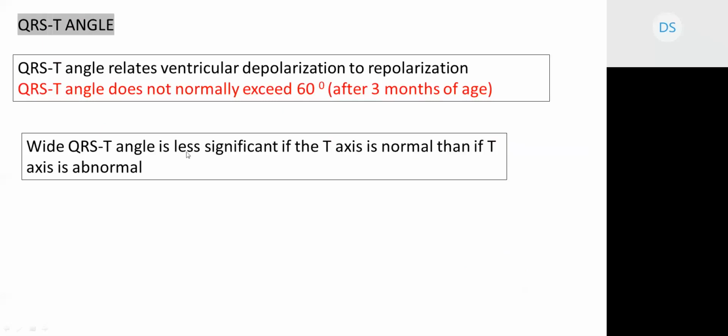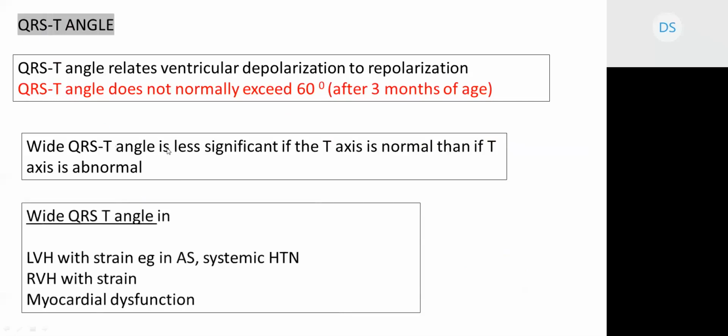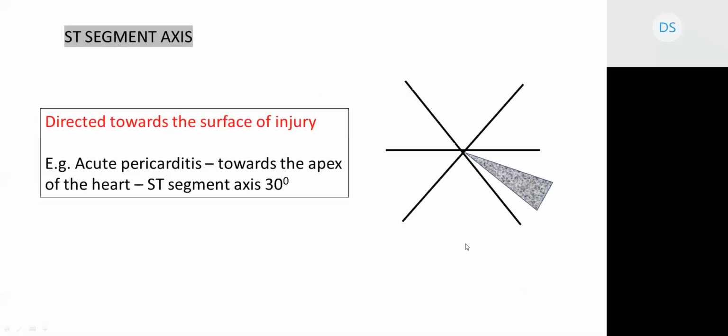What if my QRST angle is wide? If it is wide, then it is not considered to be normal after 3 months of age. But remember that my original T wave axis importance is much more than the QRST angle. So my QRST angle is less significant if my T axis is normal compared to when my T axis is abnormal. And you can see that your QRST angle is going to be wider than 60 degrees in situations where you have a strain on the ventricle. For example, aortic stenosis, or you have myocardial dysfunction. Then your QRST angle is going to be wide.